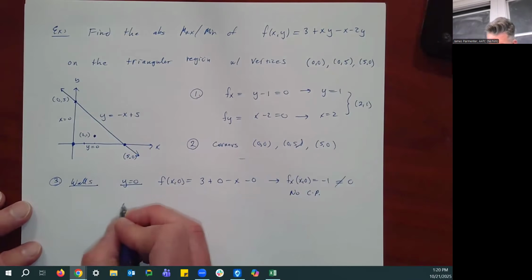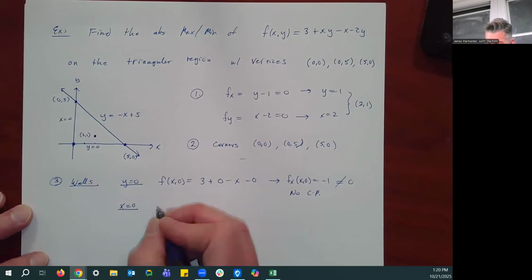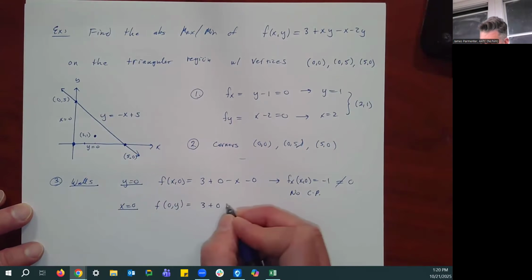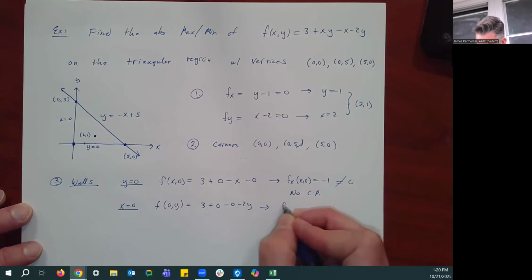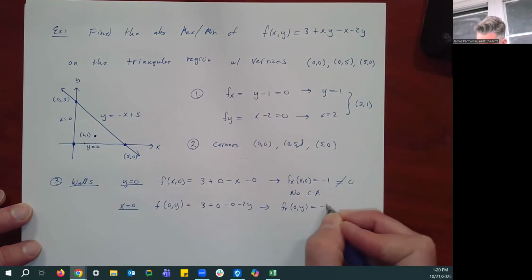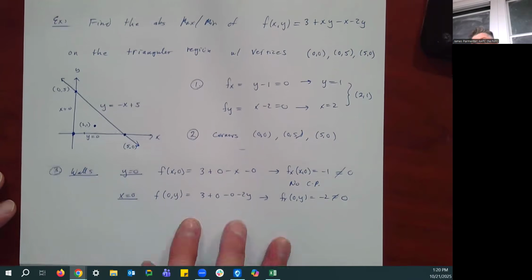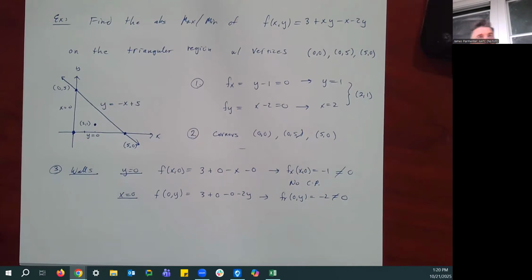Similarly, along the wall x equal to 0, same sort of result. f of 0 comma y is going to be 3 plus 0 minus 0 minus 2y. If you take the partial derivative of that, you end up getting -2, which also doesn't equal 0. But interestingly, along the slanty wall, something different is going to happen.